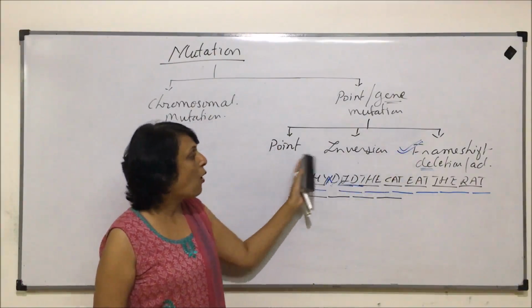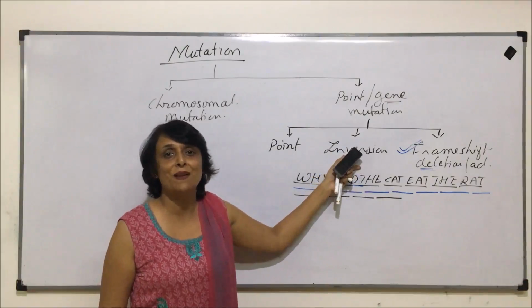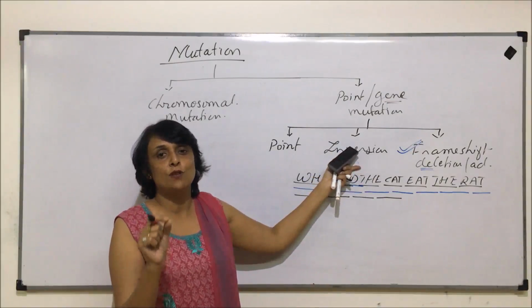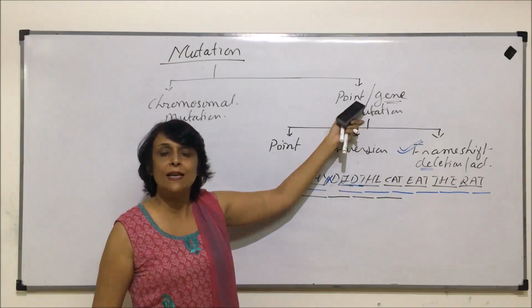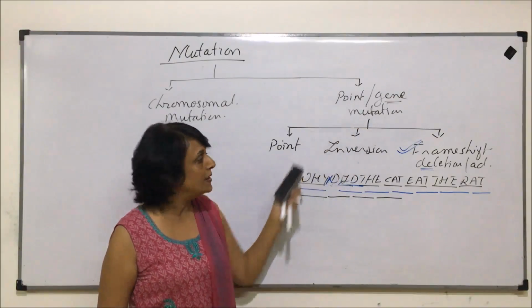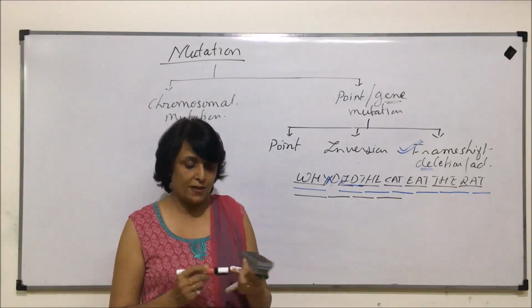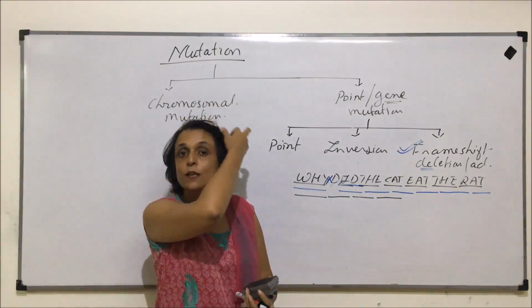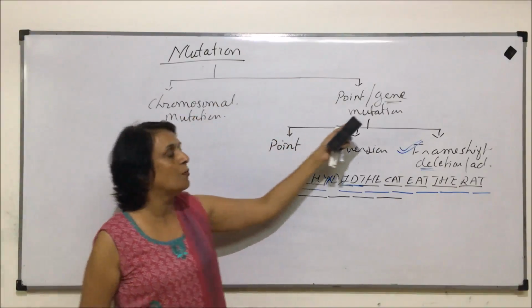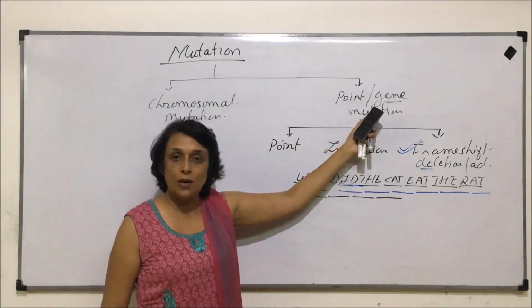But in all 3, the mutation takes place at one nitrogen base, and that is why it is known as a gene mutation. These are the 3 types. So this is the main method by which we classify the mutations, that is chromosomal and gene mutation.